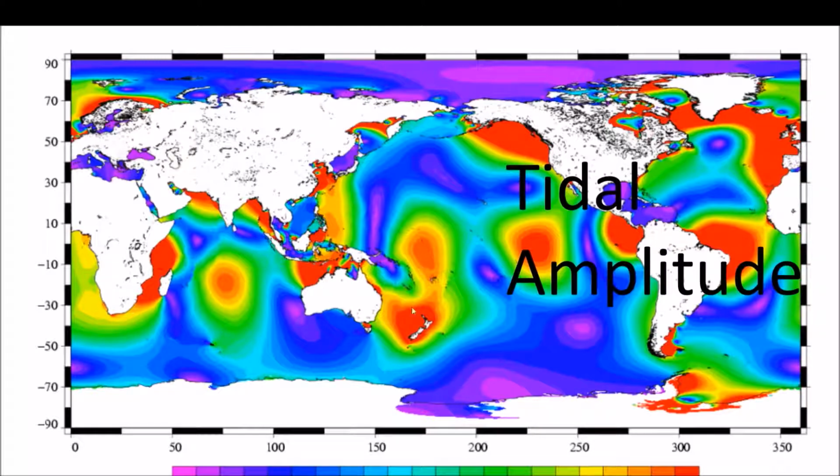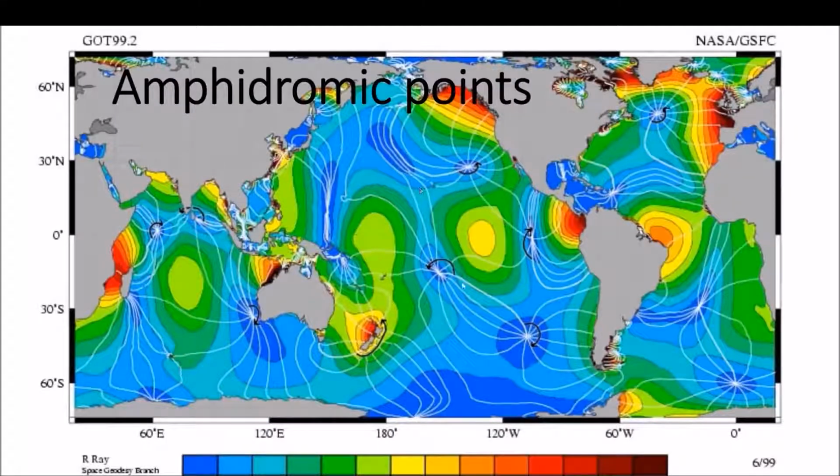Now, the places where there is no tide, these are called amphidromic points. I will call them tidal nodes because that's the more common term for them. And they're here. And these are the places, these points, where there is no tide, literally no tide at all. And there's tons of them all over this map. There's these ones in the center of the oceans, which are quite easy to see.